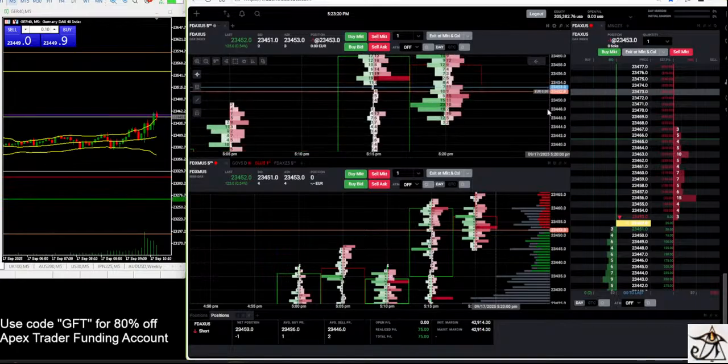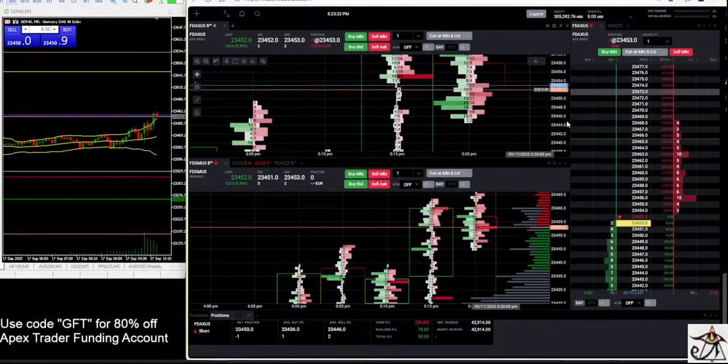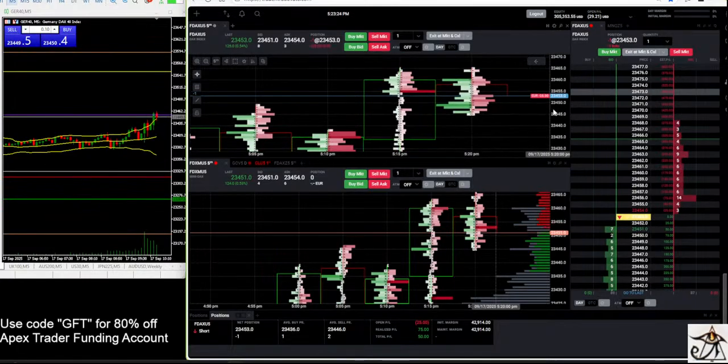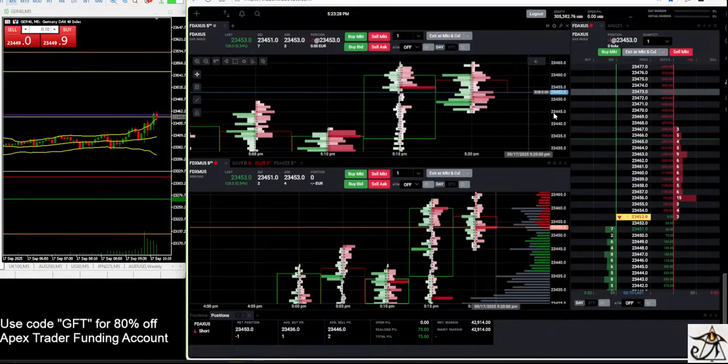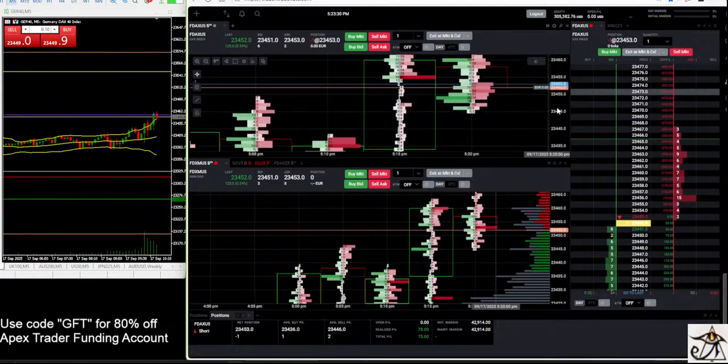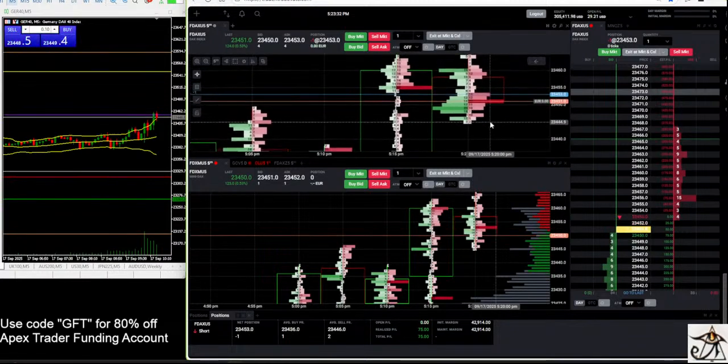The only thing that really bothers me about Apex Trader Funding is the trailing max drawdown on the same trade. If you're in a winning trade, I find it a bit silly that it trails you on the way up.